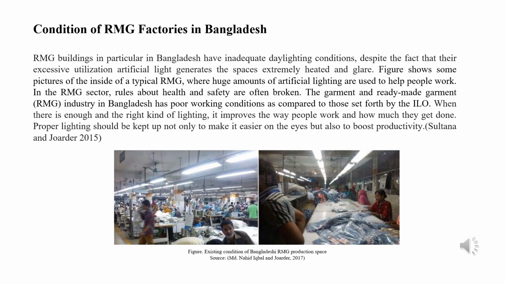I am taking reference from the study of Professor Ashik Jordar. From this study, we can see that the RMG factories in Bangladesh have inadequate daylight conditions and the inside space quality is very poor. Rather, in the RMG sector, rules about health and safety are often broken. So, to improve the quality of a space, we can work on different kinds of facade systems to boost productivity.